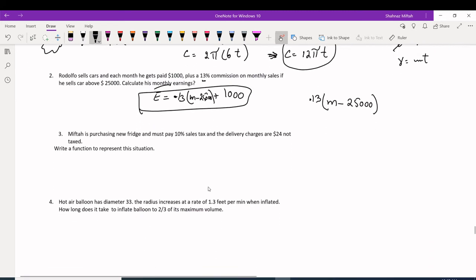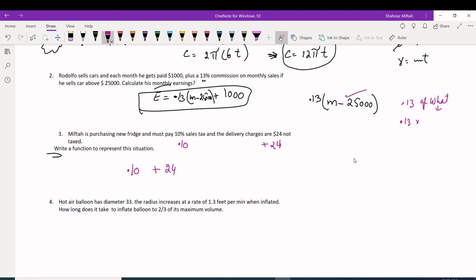Okay, next. Miftah is purchasing a new fridge and must pay 10% sales tax, and delivery charges are 25, not taxed. Write a function. So again, I'm not solving it, I'm just writing it. The percent is always going to go to 0.10 decimal. Delivery charge is 25, no matter what, that stays there as it is. 0.10 of what? Anytime you have a percent, like in this question, I had a percent 0.13, you just write in the corner, percent of what? Of means multiplication.